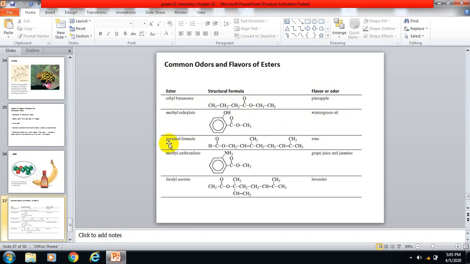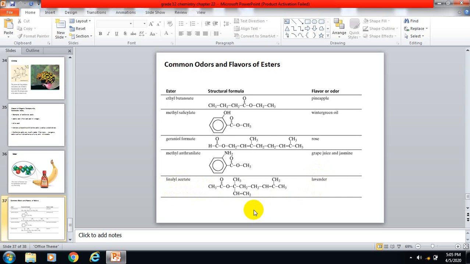Wow, this one, geranyl formate, good. It is present in rose, grape juice, and jasmine as well. This one has a benzene structure, and lavender. This one we are using in our homes as a spray. This is linalyl acetate. This is the structural formula for that.